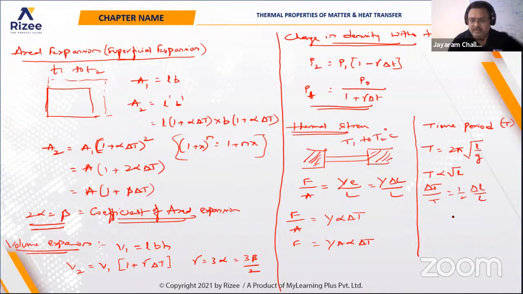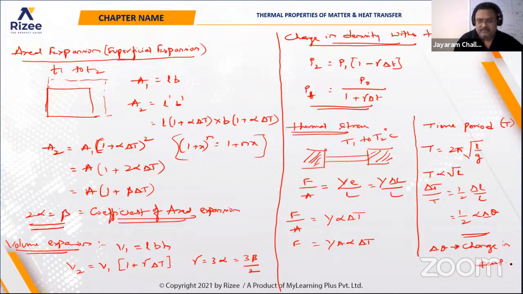Now we can substitute delta L by L as alpha into delta theta, so delta T by T is half alpha delta theta, where delta theta is nothing but your temperature rise, the change in temperature. Okay, so this is the situation.